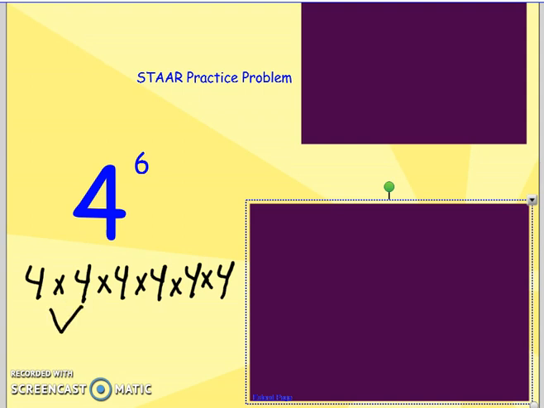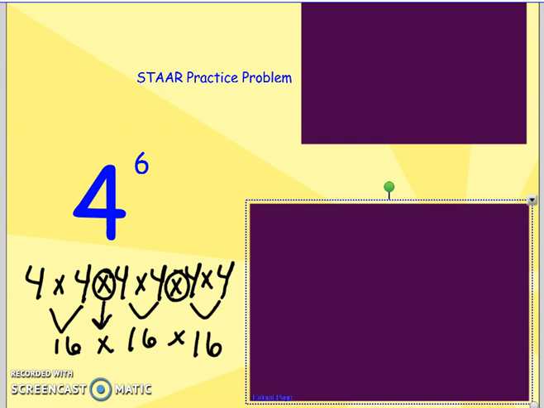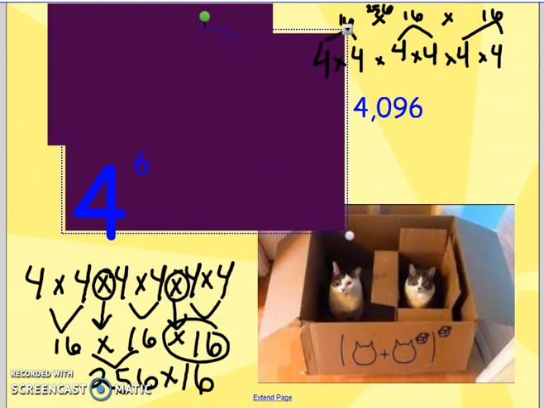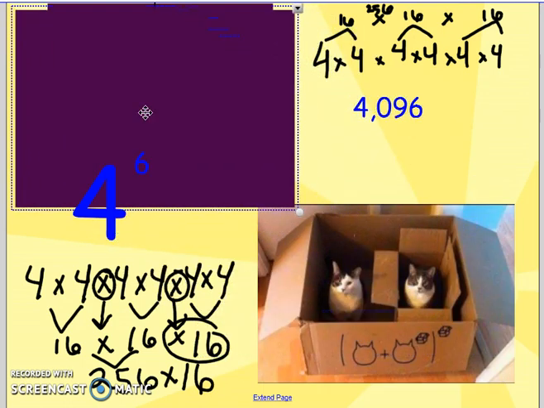Okay. So when you go to multiply these together, then you're going to bring down your multiplication symbols. Some people sometimes like to bring down addition signs. Make sure you always multiply. Okay, we have this 16 left over. And let's see if you got the same number as me, 4,096. Now I've also included this little exponential cat thing, if you can understand that.